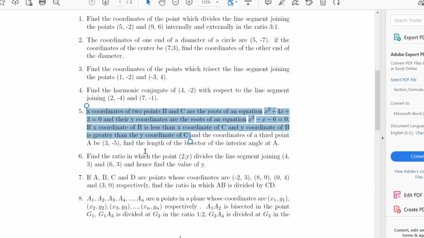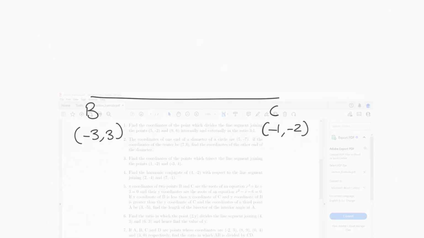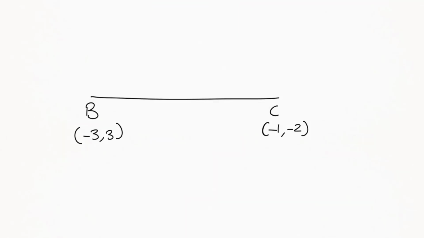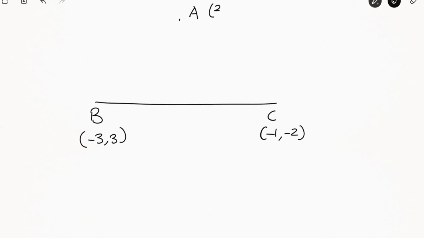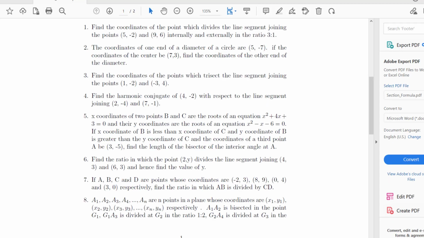It says something else. Alright, the coordinate of a third point A is 3 and -5. Another point A is -3 and -5. So this will form a triangle, right? So far good. We have just used the equation and found the coordinates. One coordinate was given, the other coordinate we had to find using the quadratic equation.